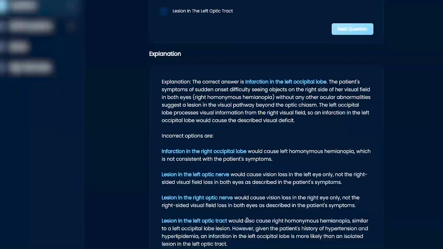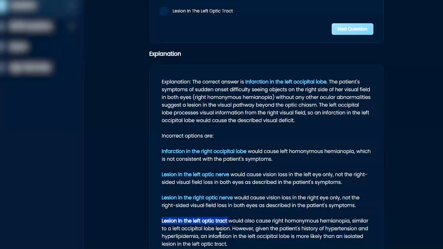But just remember the lesion of the left optic tract can also cause right homonymous hemianopsia, similar to the left occipital lobe lesion. However, with hypertension and hyperlipidemia, you're more likely to get infarction rather than an isolated lesion in the left optic tract. So just remember that. I wanted you to know that.